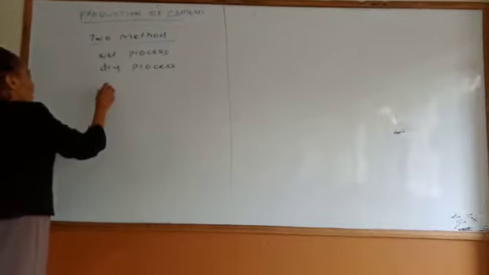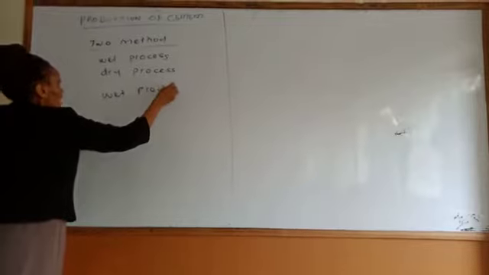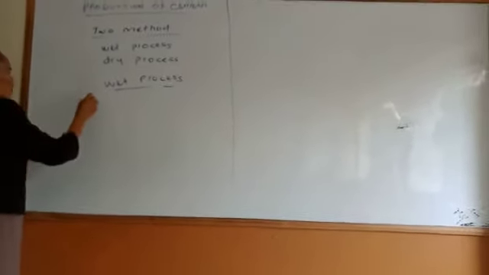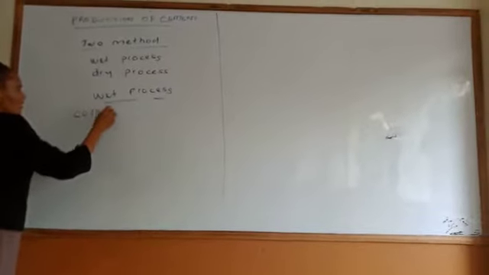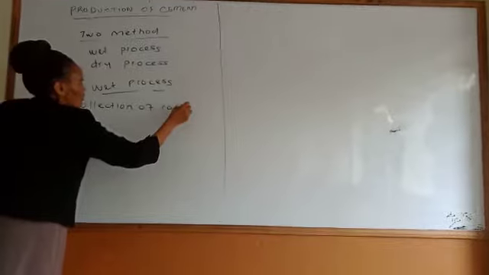So we start with the wet process, and there are 4 steps. The first step is the collection of raw materials.